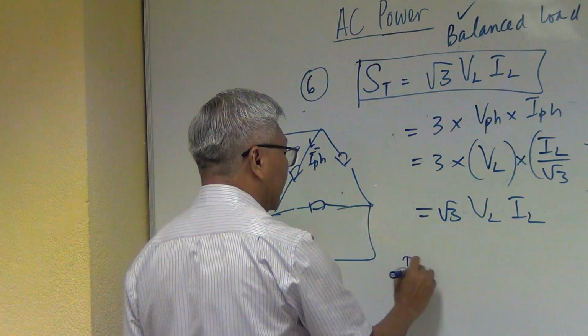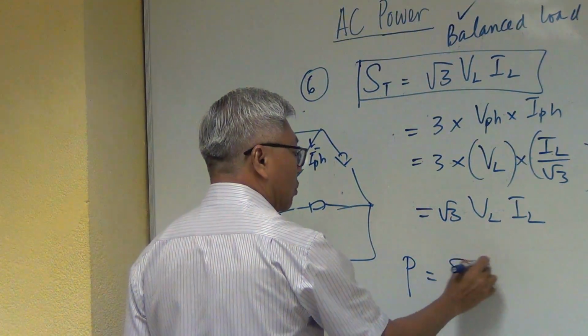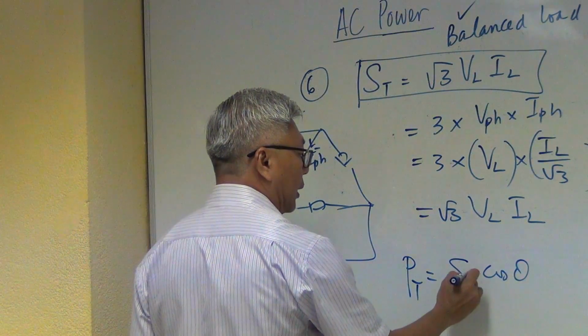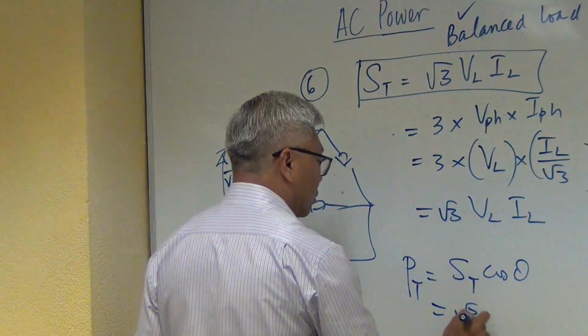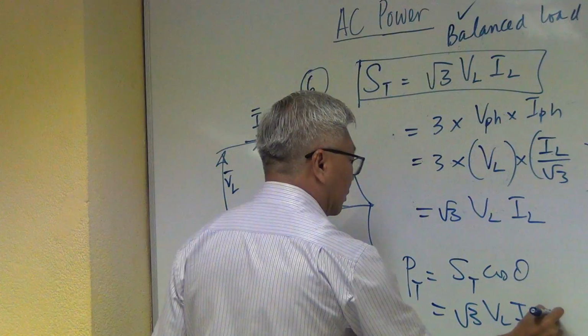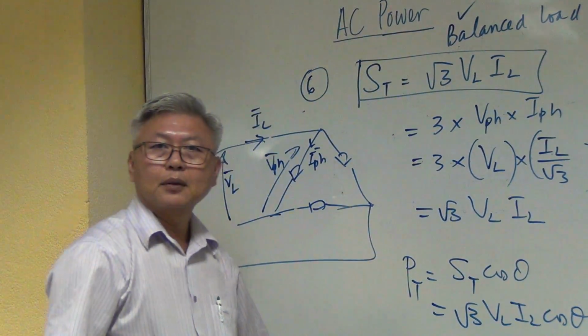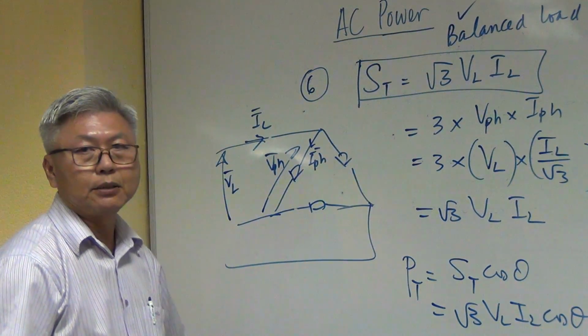And of course, true power is then equal to S cosine theta, right? So if I want total true power, then it's the total apparent power, so it's equal to square root 3 VL IL cosine theta. Okay? So that is the AC power.